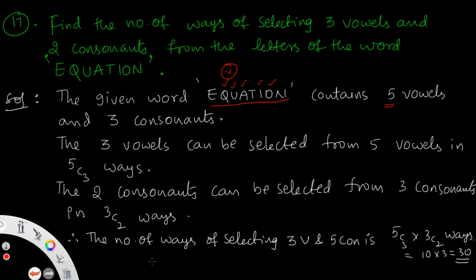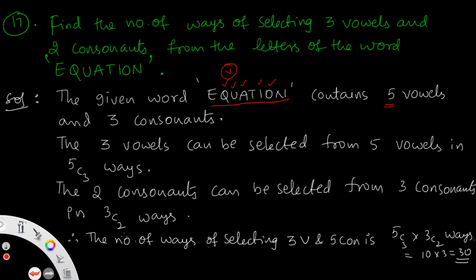Therefore, the number of ways of selecting 3 vowels and 2 consonants is 5C3 into 3C2. 5C3 is nothing but 5 into 4 into 3 by 3 into 2 into 1, then you get 10. 3C2 is nothing but 3 into 2 by 2 into 1, which is 3. Total answer is 30 ways. This is question number 17.